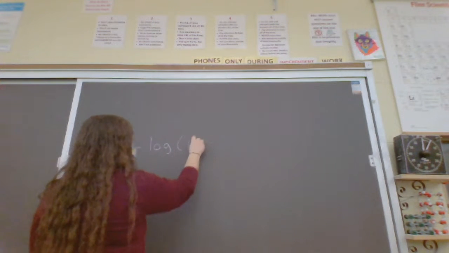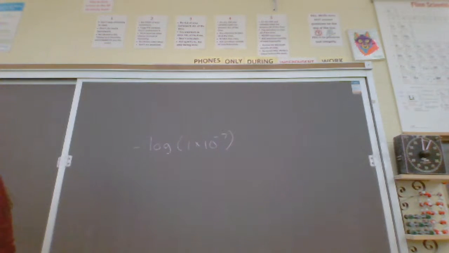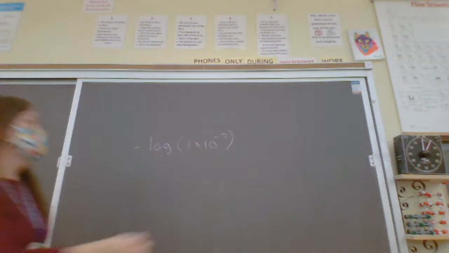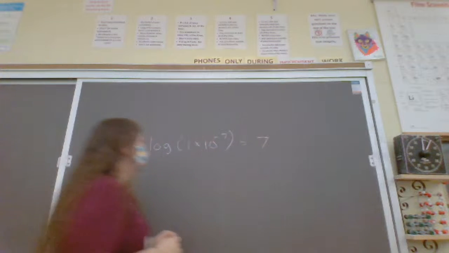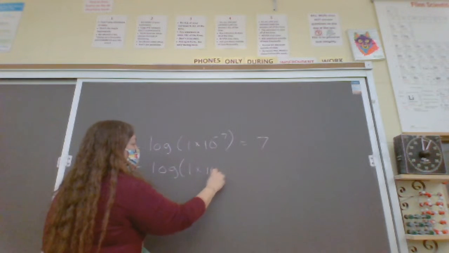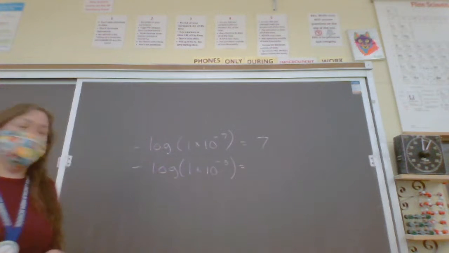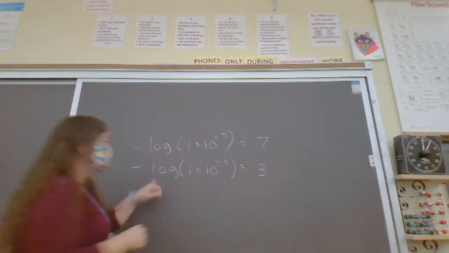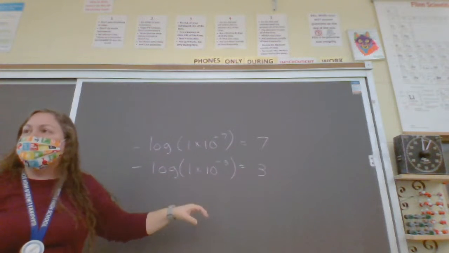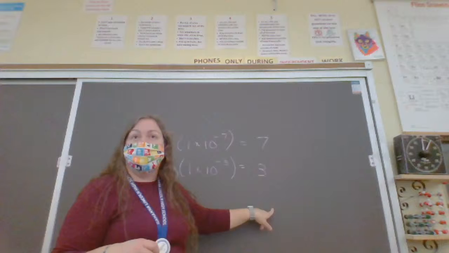What's the negative log of 1 times 10 to the negative 7th? 7. Good. What is the negative log of 1 times 10 to the negative 3rd? Perfect. Now, guess what? If I plug in these numbers, I will get the actual answer to be 7 and 3. That's the perfect correct answer.